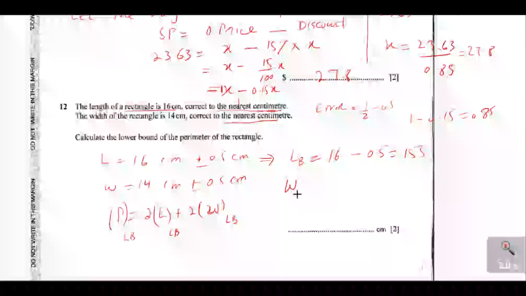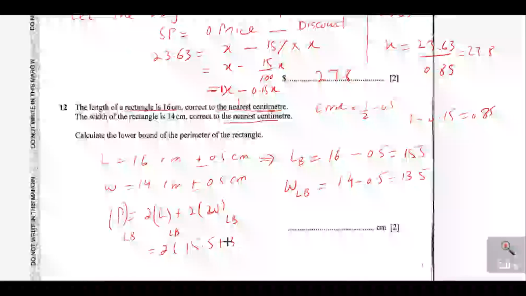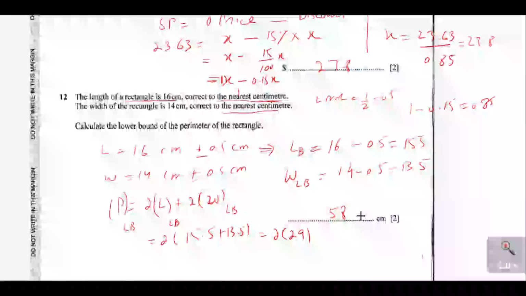And the width of the lower bound will be equal to 14 minus 0.5. This will be equal to 13.5. And we can write this 2 as a common. This is 15.5 plus 13.5. And this is 2 into 29. And this will be equal to 58 centimeter will be the lower bound perimeter.